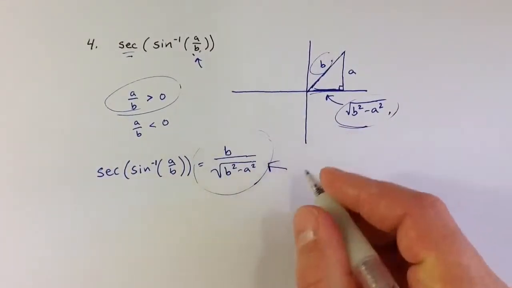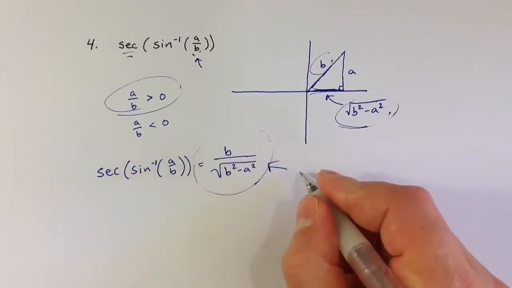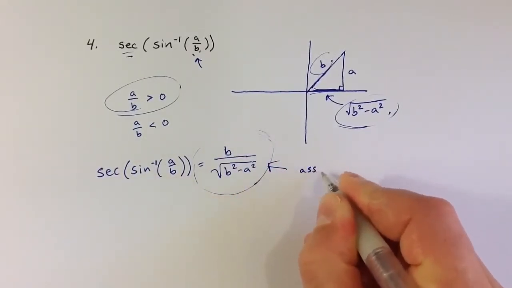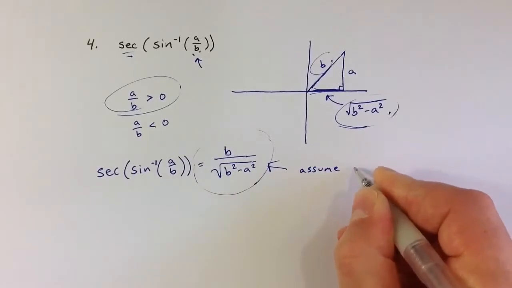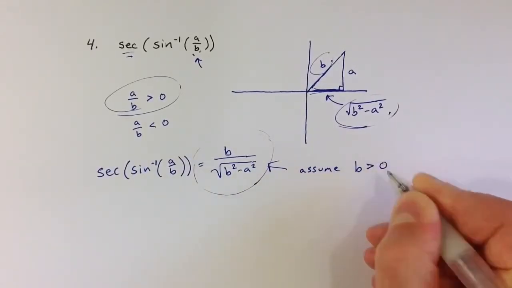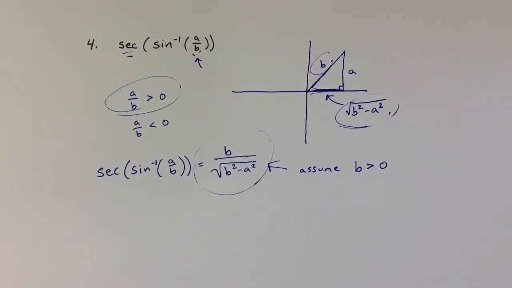So I should probably add a little something. I could put absolute values around that b. I might add just here the words, I want to assume that b is greater than 0. Because there is a little bit of a sign issue. We don't quite know whether a and b represent positive or negative values.